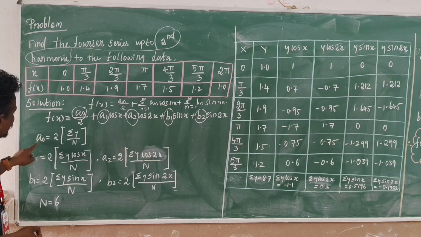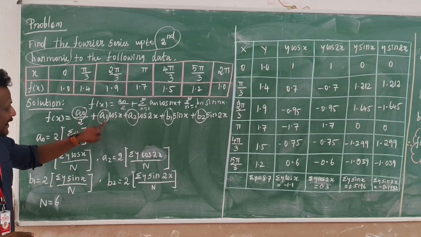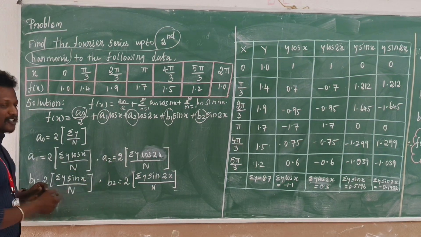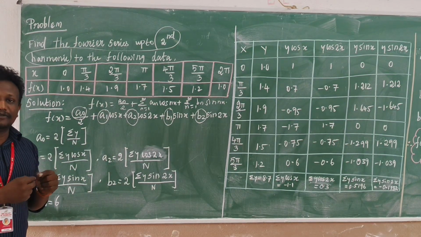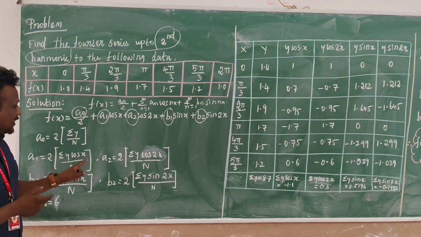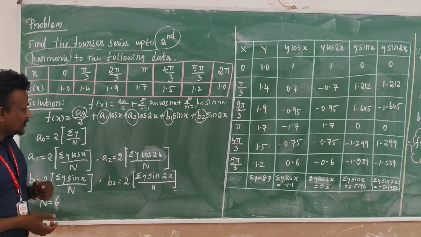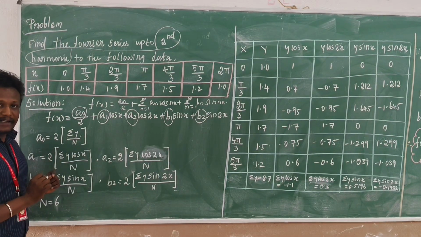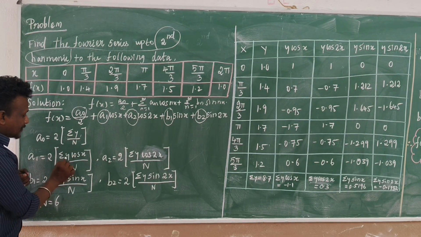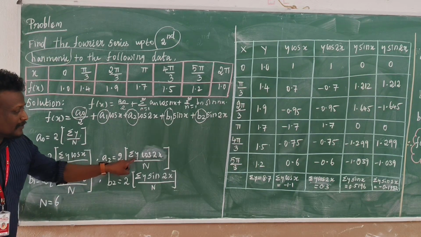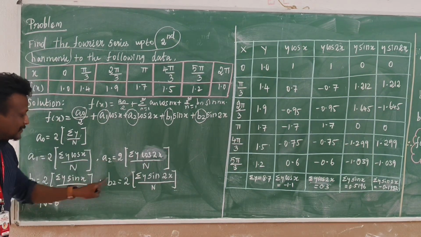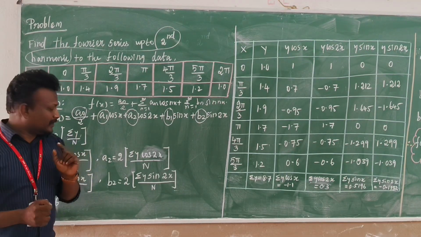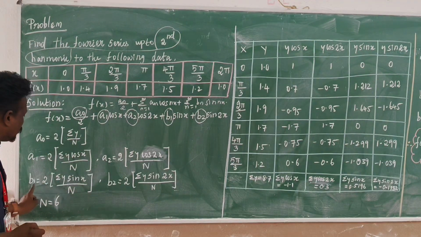Here we have the formulas to find A naught, A1, A2, B1, B2. I have expanded these formulas from the general formula in terms of the first harmonic and second harmonic. To find A naught, we require summation Y. To find A1, we require summation Y cos X. Similarly, summation Y cos 2x, summation Y sin X, and summation Y sin 2x. We require all these to find A0, A1, A2, B1, B2.